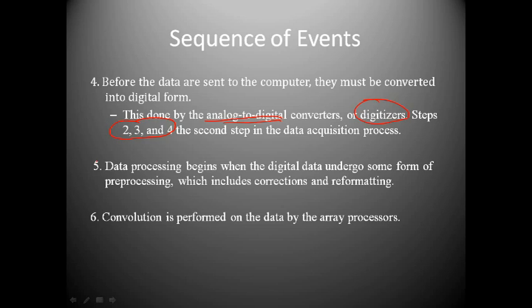Step number 5 is that the data processing begins. This occurs when the digital data undergoes some form of pre-processing, which includes corrections and reformatting. Convolution is performed on the data by the array processors. We'll get to this later, so don't worry about it. This will be covered later.